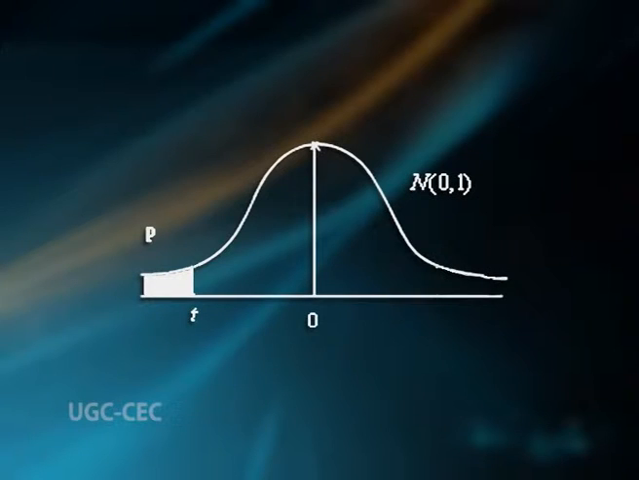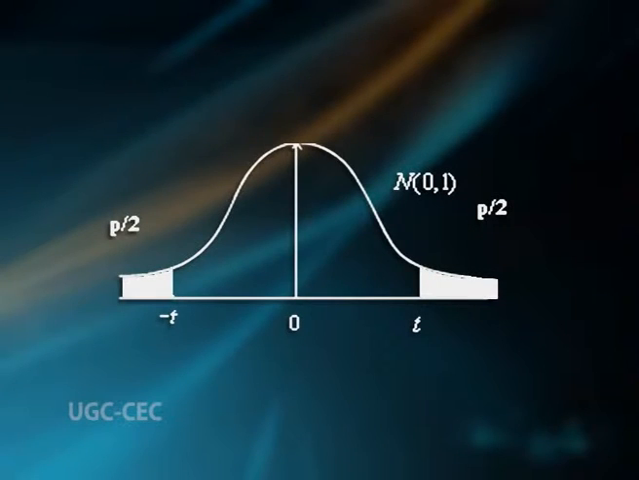For an alternative hypothesis of the type H 1: mu less than mu naught, that is, for a left tail test, we find the probability that the test statistic is less than its calculated value under the condition that the null hypothesis is true. This probability is denoted by p.